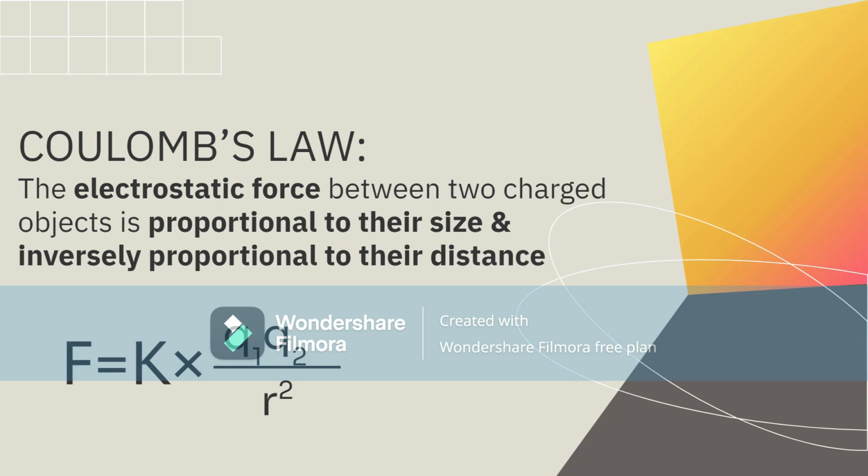The formula for measuring Coulomb's law is that the electrostatic force between two objects, denoted by F and measured in newtons, will be equal to Coulomb's constant, denoted with K, multiplied by the magnitude of the first charge, denoted by Q1, multiplied by the magnitude of the second charge, denoted by Q2. You will then take the product of those two charges and divide it by the radius between them squared.